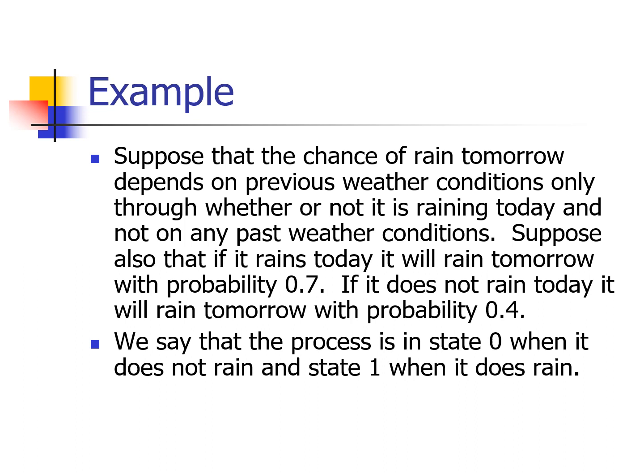So let's do a simple example. Suppose that the chance of rain tomorrow depends on previous weather conditions only through whether or not it's raining today, right? That's an important assumption of a Markov chain. I'm no meteorologist, so it may or may not be a reasonable assumption. Suppose also that if it rains today, it'll rain tomorrow with a 70% chance, and if it does not rain today, then it will rain tomorrow with a 40% chance. We say the process is in state 0 when it's not raining, and in state 1 when it is raining.